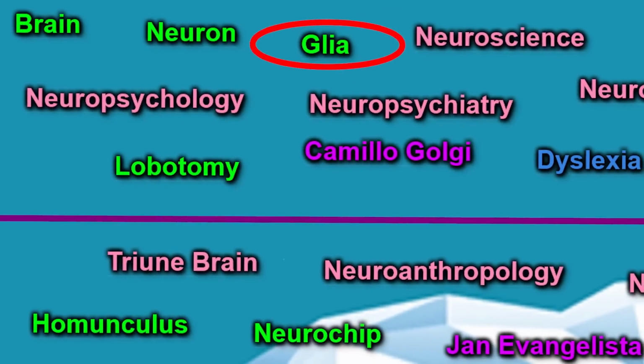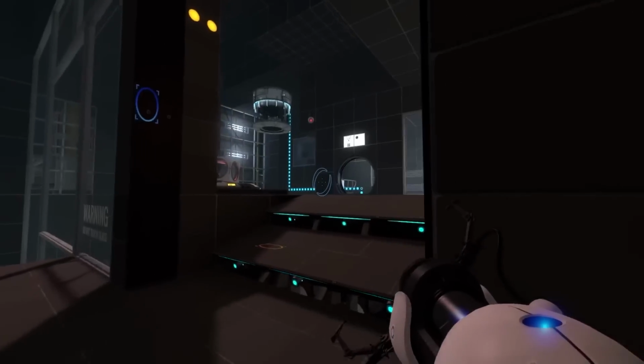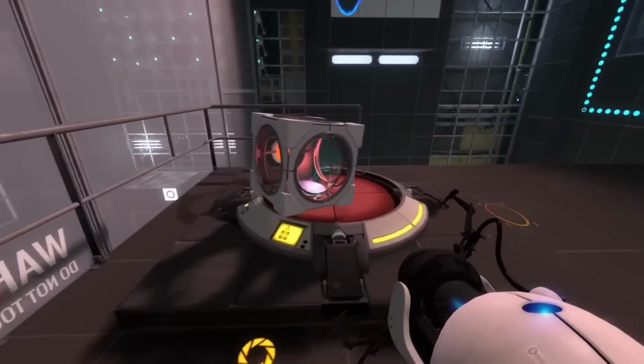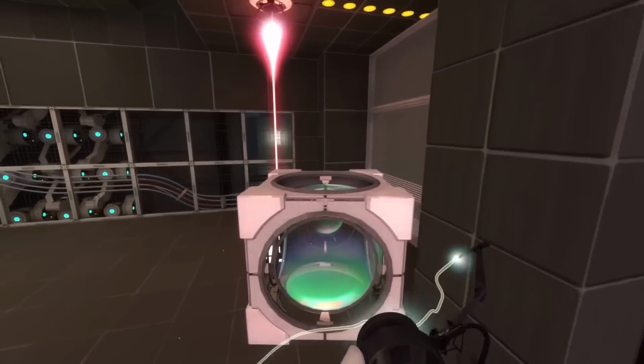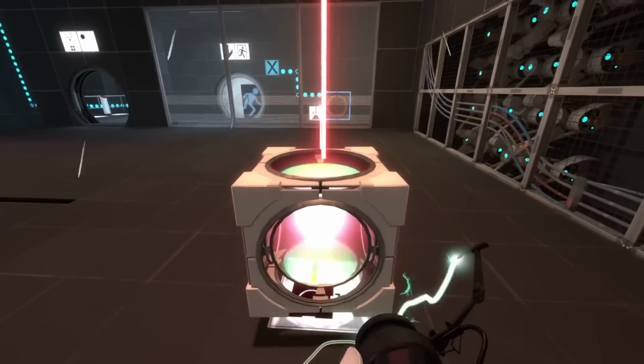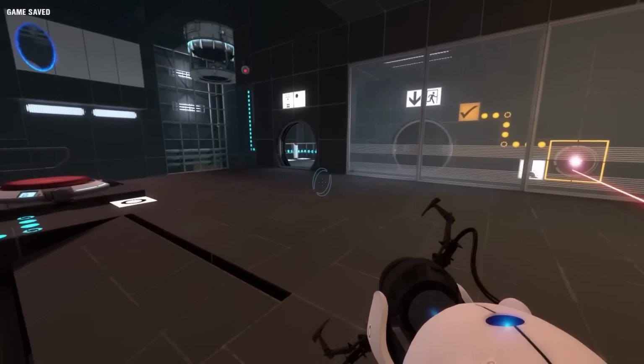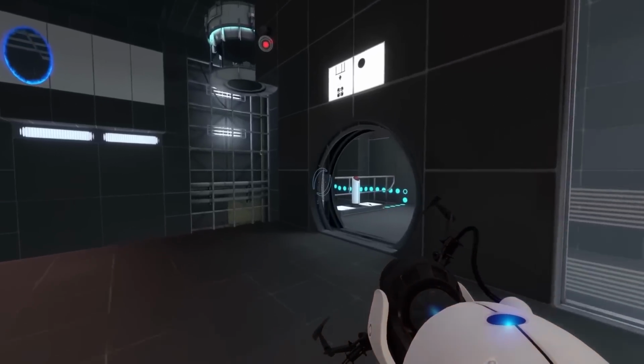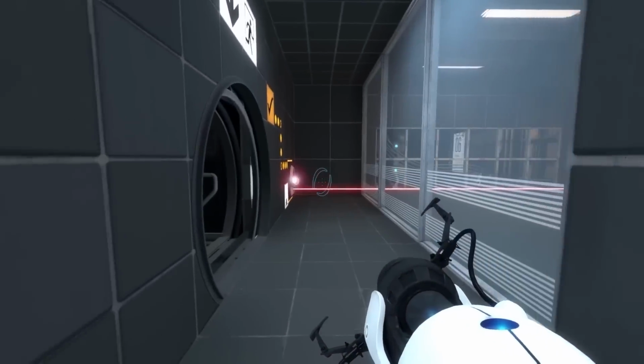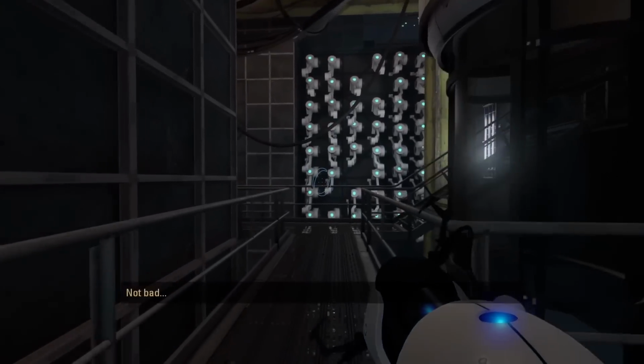Next up, we have glia, or glial cells. Glial cells are the support staff of the brain. They don't transmit signals like neurons, but they play a crucial role in maintaining the health of neurons, providing them with nutrients, cleaning up debris, and insulating neurons to ensure that signals are transmitted efficiently. They help keep everything in the brain running smoothly.